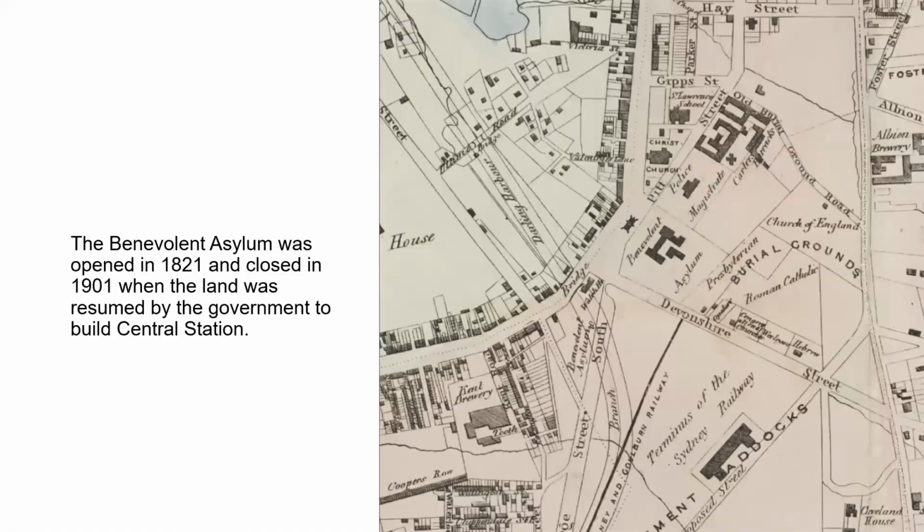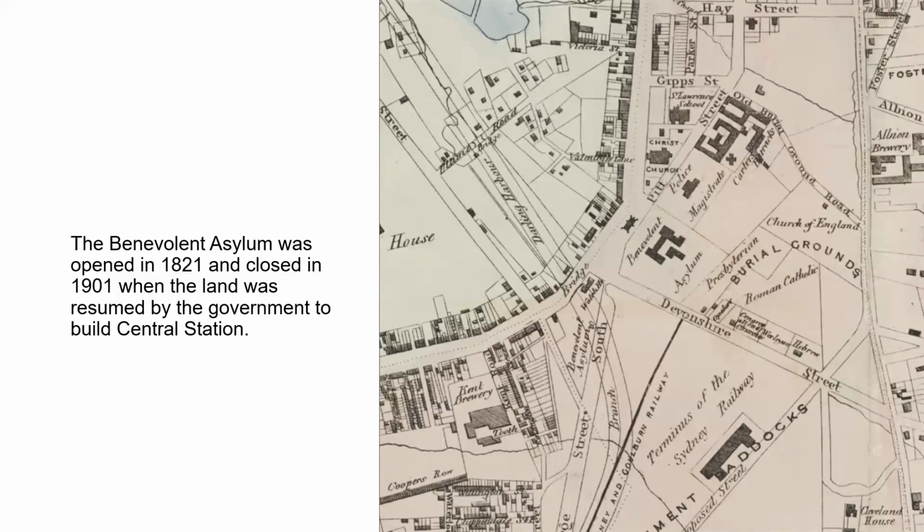This map of Sydney in 1858 shows the location of the Benevolent Asylum. The asylum was opened in 1821 by Governor Macquarie. It issued poor relief and took in the aged, infirm, blind and destitute, but its main focus was pregnant women and children. The Benevolent Asylum served as a place of industry and asylum.